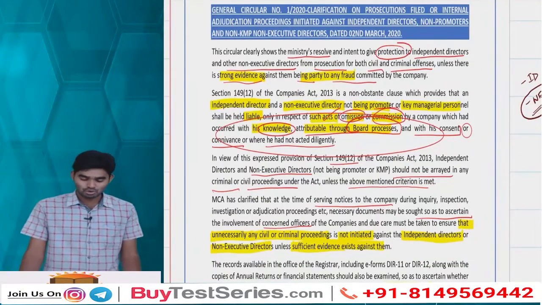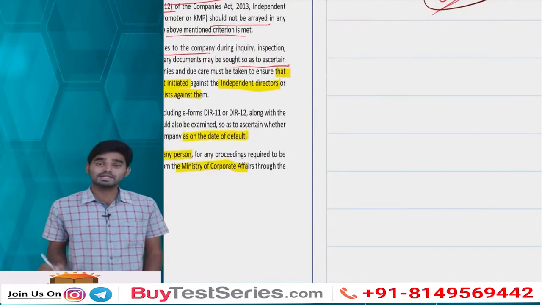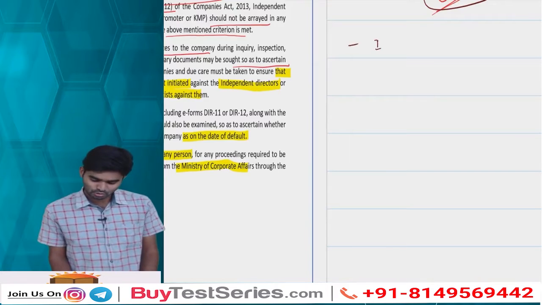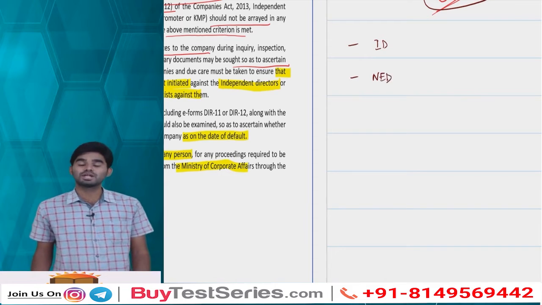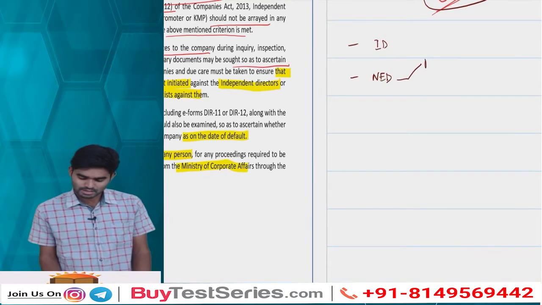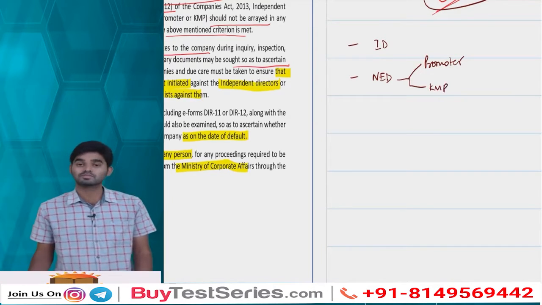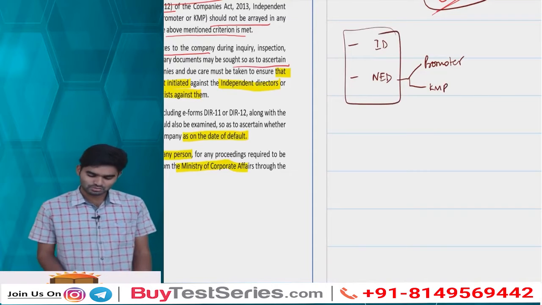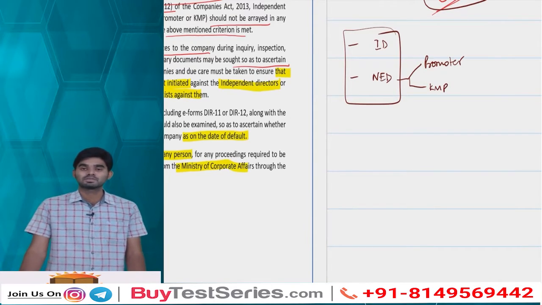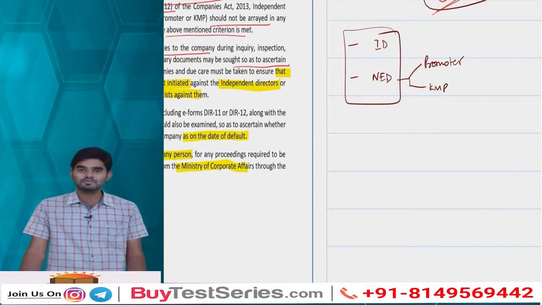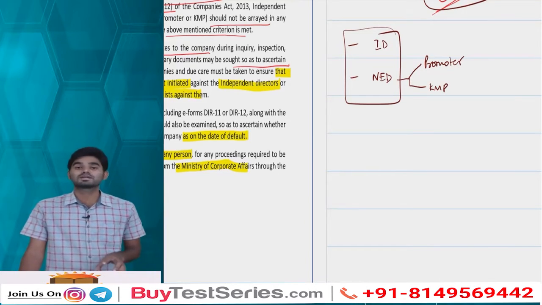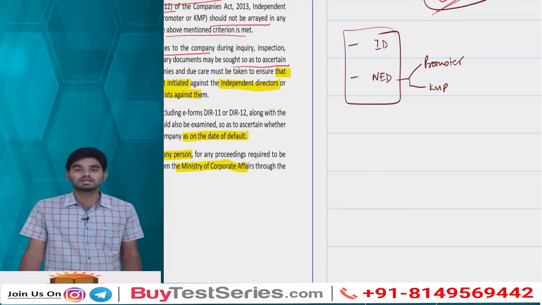So in a nutshell, the exemption is being provided to the independent directors and to the non-executive directors, but they shall not be related to the promoter or a KMP. Then against these two categories of directors, no prosecution can be initiated unless you could prove that they are involved in that particular fraud. Clear, everyone? You must have sufficient evidence to prove they are involved in that particular fraud.